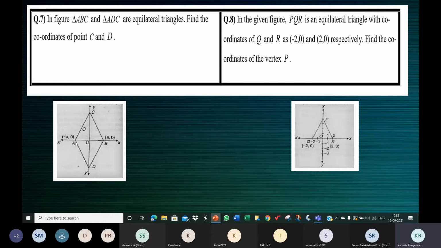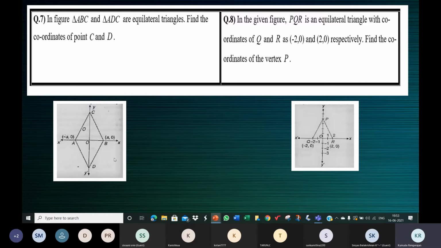Now when you take the equilateral triangle ABC, CO was the altitude. Altitude can be found using the formula root 3 by 2 into side. Side is 2A, so when you work that out, you get root 3A. The altitude is from O to C, and its length is root 3A. So 0, root 3A are the coordinates of C, and 0, minus root 3A are the coordinates of D.